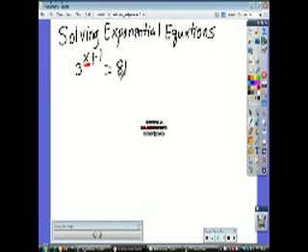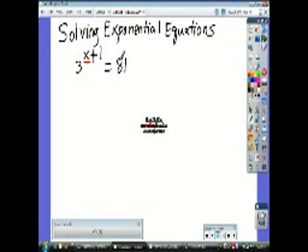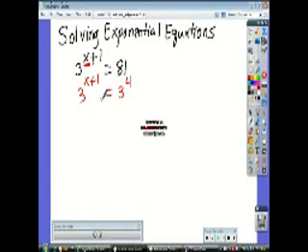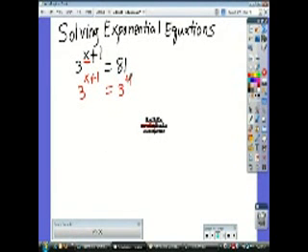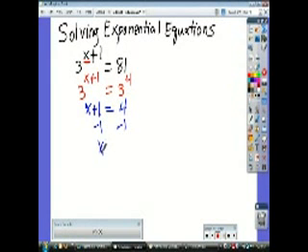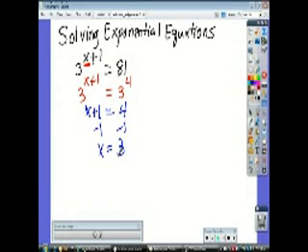Not the same. However, we can change 81 to a base of 3. That would be 3 to the 4th power. And so now we have 3 to the x plus 1 equals 3 to the 4th power. Since we have the same bases, the exponents must be equal. So our next step is to write this as x plus 1 equals 4. Now we solve for x, subtract 1 from both sides, so x equals 3.